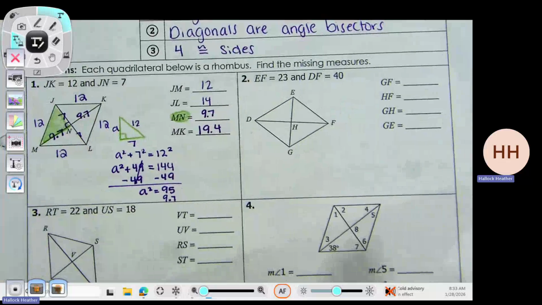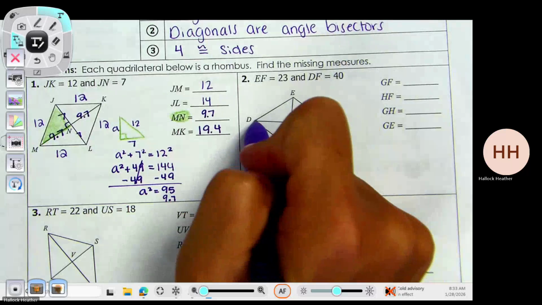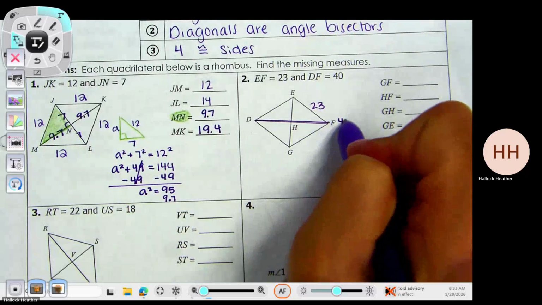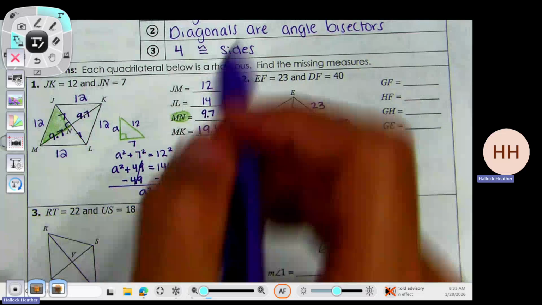Put your numbers on your picture. So 23 can go around all the sides. 40 is the whole distance, so you can split it.